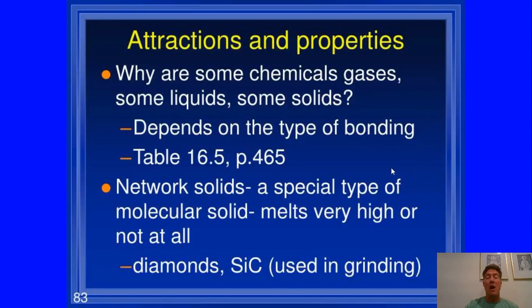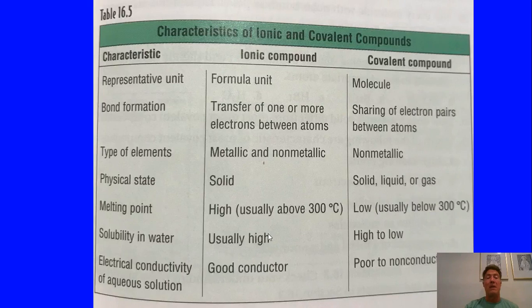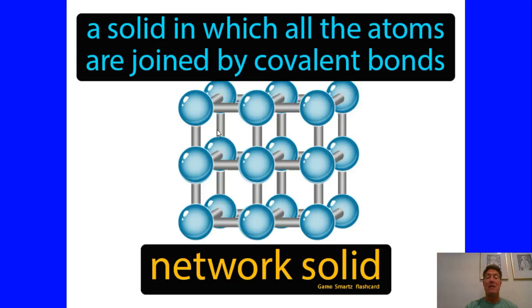Though most molecular solids are not very strong, that is, they have lower melting points, there is a special category of molecular solids that has a very high melting point. And these are known as network solids. Diamond is perhaps the best example of this. And remember, in our differences between ionic compounds and covalent compounds, usually ionic compounds have the high melting points, and covalent compounds usually have the low melting points. But it happens that some of these elements, particularly carbon and silicon, can form a whole network of covalent bonds to form a network solid.